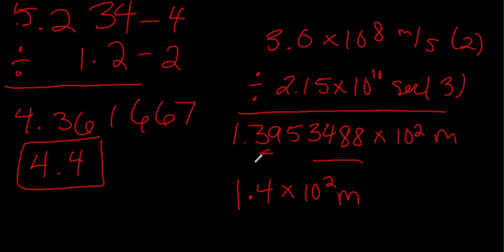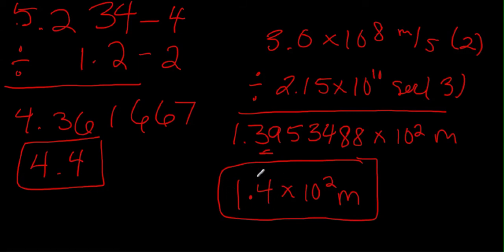But the bottom line is we can only have the same number of significant figures here. The most we can have here is 2, and that's because the least we had up here was 2. And that's our video lesson on significant figures in multiplication and division.